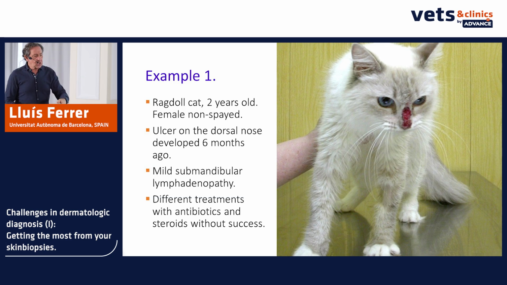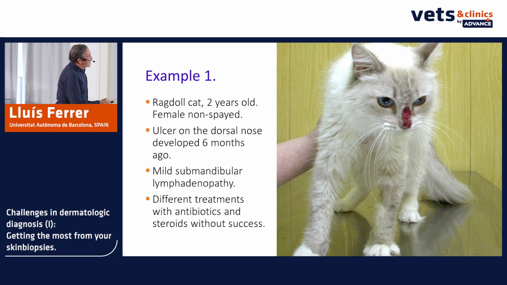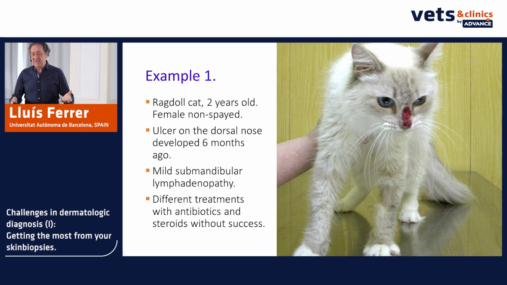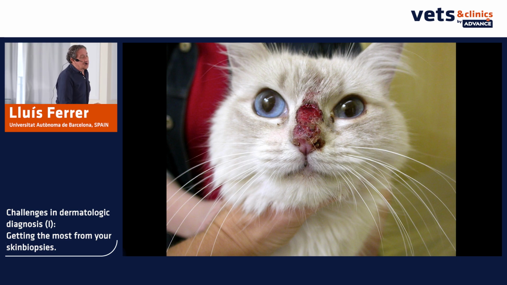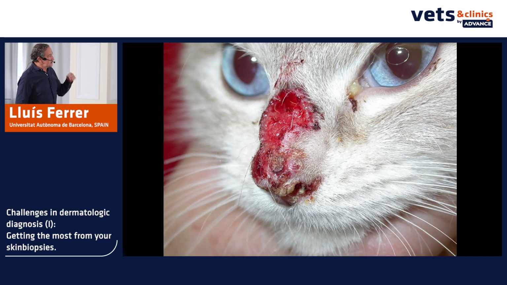They did cytologies. The cat has a mild submandibular lymphadenopathy, and the vet was a little bit desperate about this lesion. It was pretty severe. The cat, apart from that, was happy, was living well, eating, normal life, but with very severe ulceration that has been even growing. It's a young cat. It's white, but it doesn't seem to be a squamous cell carcinoma. That would be very uncommon.